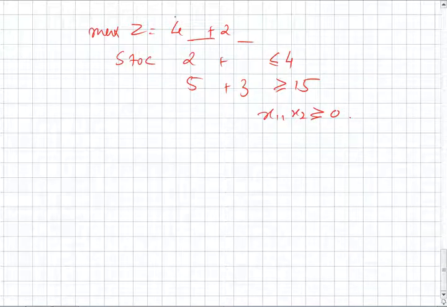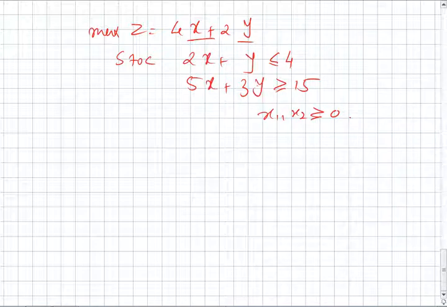So let me write here, it is x, y. Instead of x1, x2 greater than or equal to 0, we will have x and y greater than or equal to 0. Okay, so now your problem is: maximize 4x plus 2y subject to 2x plus y less than or equal to 4 and 5x plus 3y greater than or equal to 50. So let's see that this given linear programming problem does not have a feasible solution.